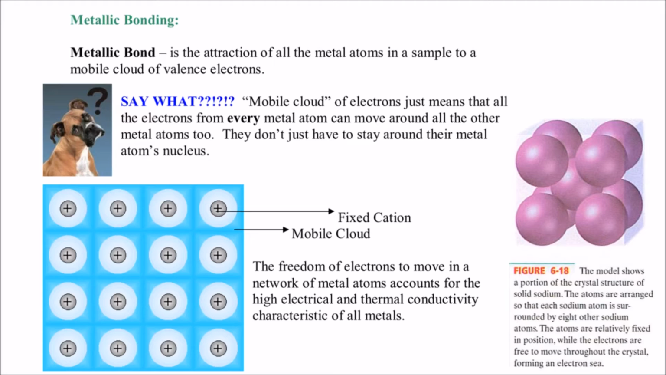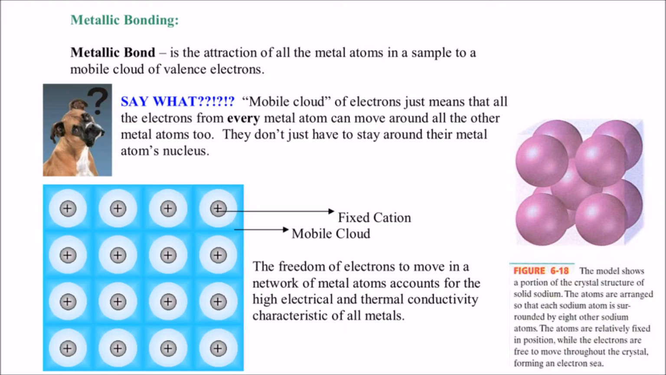In other bonds, the electrons are forced to stay around their own atom's nucleus, but in a metal, the electrons can actually move between the nuclei. So an electron that belongs to this atom over here could actually zip around and travel all around any of the other metal atoms that are there. Their ability to do that is what allows them to have high electrical and thermal conductivity, meaning they conduct electricity really well and they conduct heat really well.